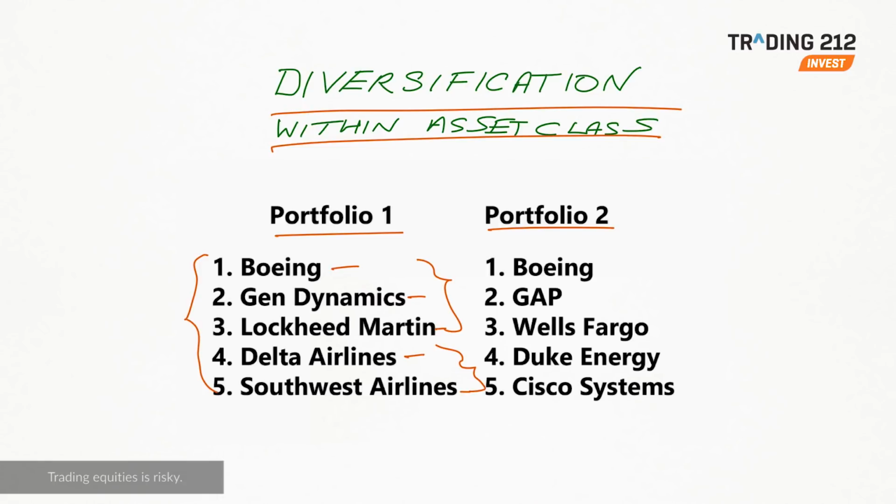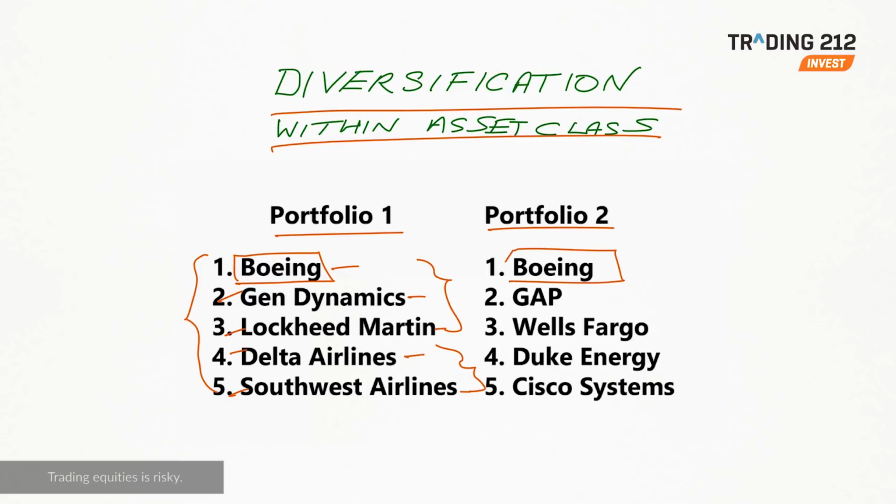And so if something bad happens to, let's say, Boeing, there is a good chance that it might adversely affect one or perhaps more or all of the companies in the portfolio. In comparison, the second portfolio is better diversified.